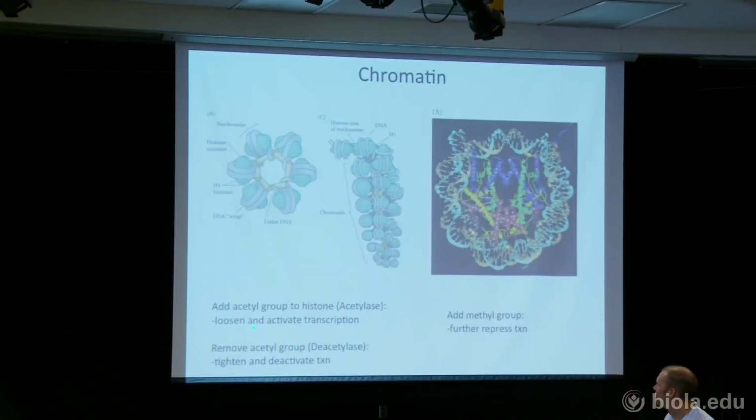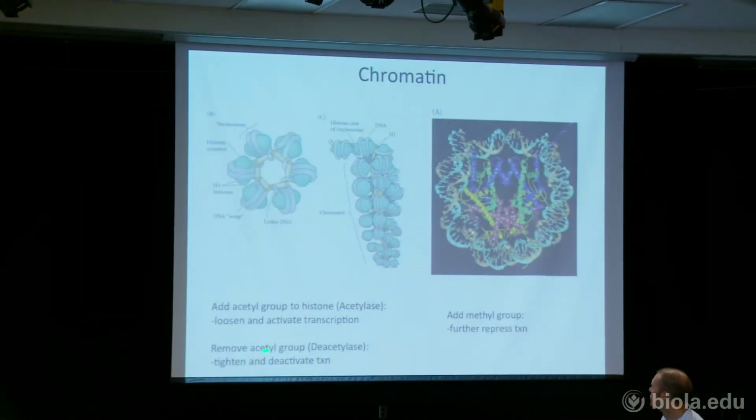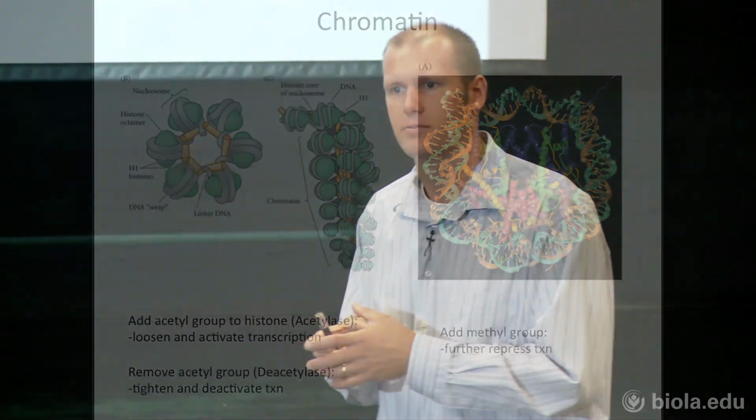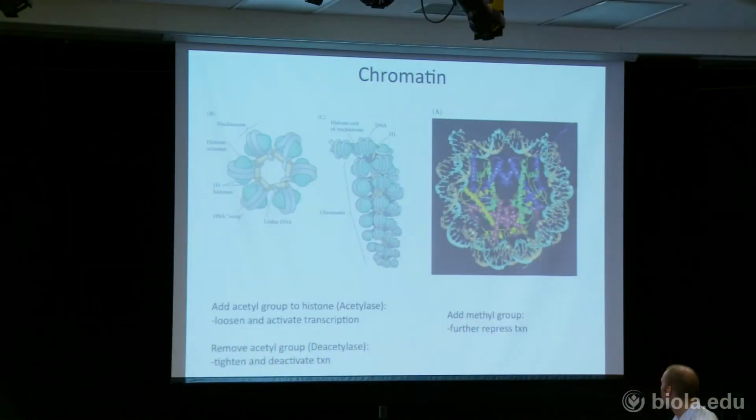That typically loosens up the DNA from the histone octamer and allows for the RNA polymerase to be able to come in, gain access to the DNA, and actually make you an RNA copy. Okay? If you remove the acetyl groups, and there's a different enzyme for that, it's a deacetylase, that typically codes to tighten it up. Makes it inaccessible for making RNAs. Okay? You can also add methyl groups. Methyl groups tend to repress, but sometimes they don't.